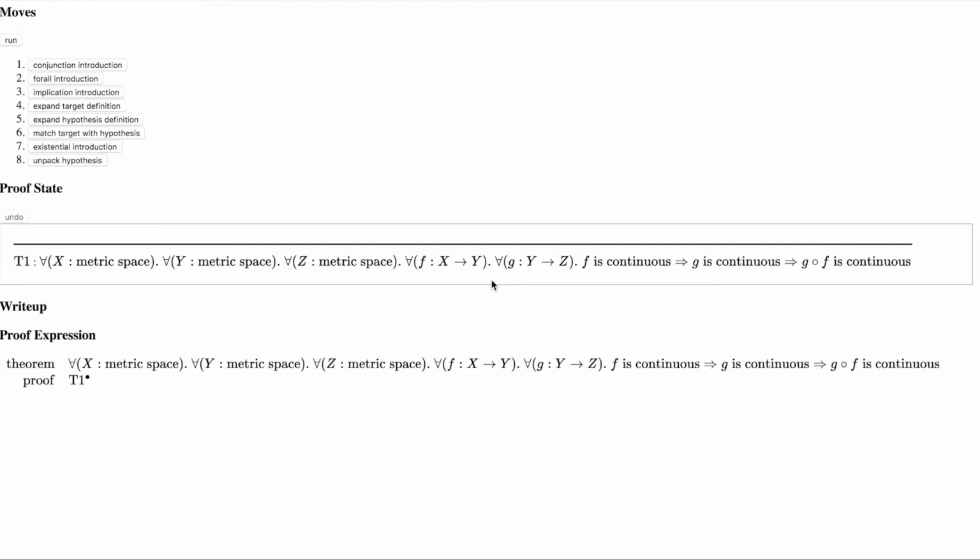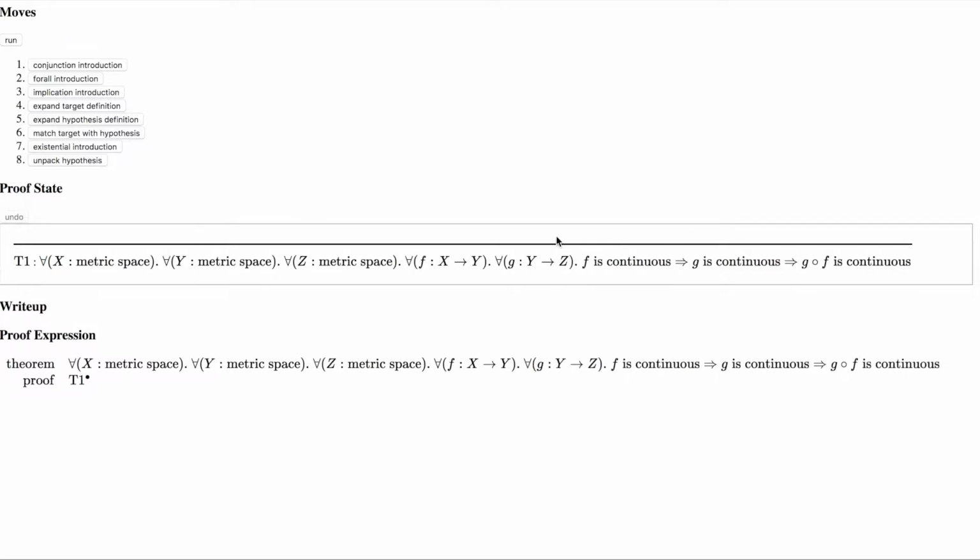Today I'm going to talk about my app which will prove very simple lemmas in a way that makes it clear what's happening. Here we have the proof state which says what we're trying to prove. For all x and for all y and all z, which are metric spaces, and given two functions which are continuous, can we prove that their composition is continuous?